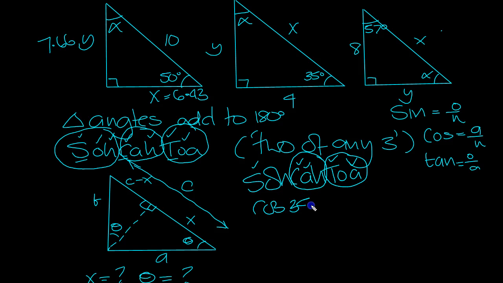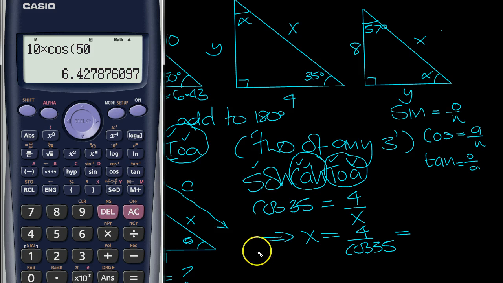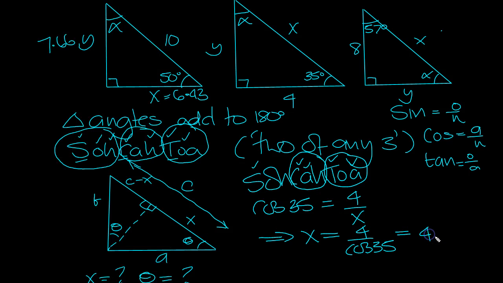So cosine of 35 is equal to the adjacent over the hypotenuse, 4 over x. So we can move the x up, and at the same time I'm going to move the cosine down. x equals 4 over cos 35 degrees. So 4 divided by cos 35 degrees is 4.88 to 2dp. And now we've got the adjacent and the hypotenuse, so we could tick that one off. So this one could come into play now if we wanted.